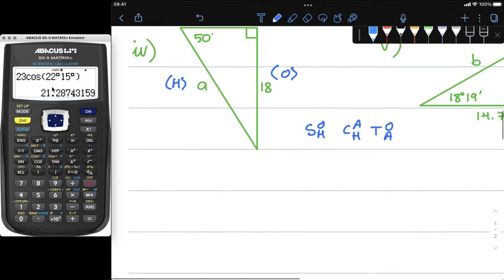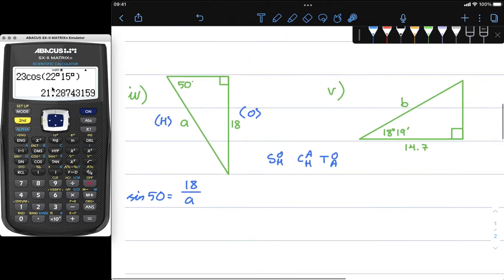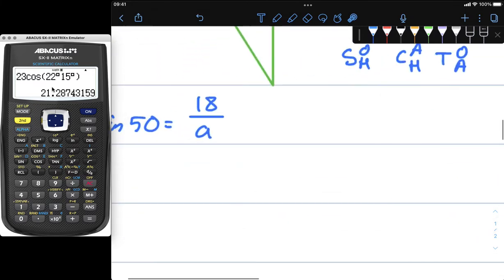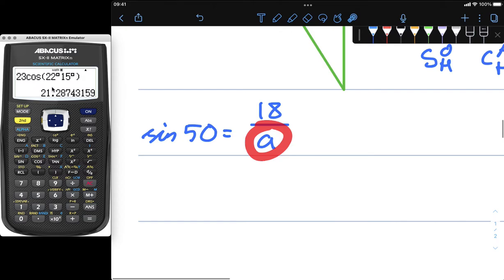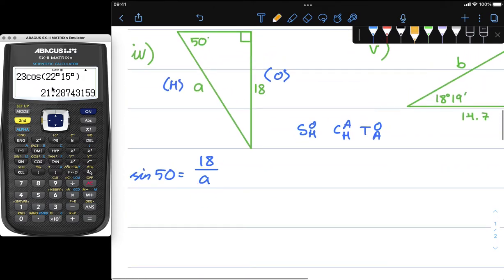Now, a big emphasis on placing the ratio correctly. So sine of 50 is equal to opposite, which is 18, over the hypotenuse, which is A. I hope you can see now there's a slight difference here. In the previous case, the letter is on top. In this case, the letter or the pronumeral is on the bottom. Now we solve this as we normally would with equations.